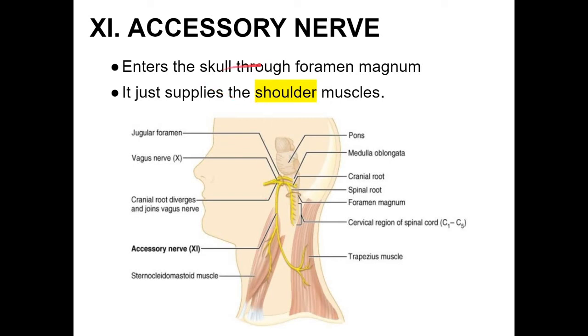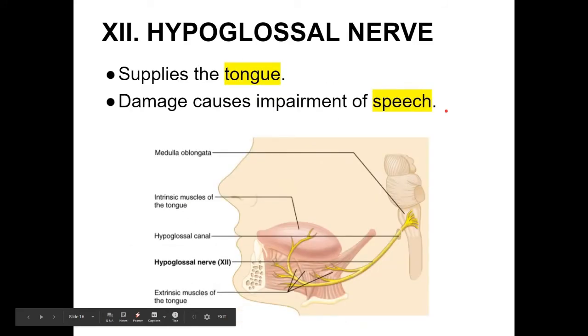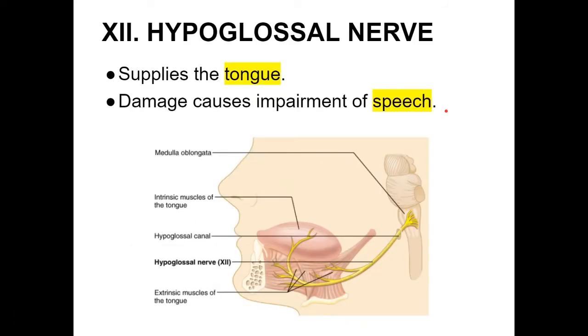Nerve number 11 is the accessory nerve. It enters the skull through the foramen magnum and it supplies the shoulder muscles. So it goes out through that main opening and goes down directly into your shoulder muscles. And number 12 is the hypoglossal nerve. This supplies the tongue. If you have damage to the hypoglossal nerve, it can cause impairment of speech.